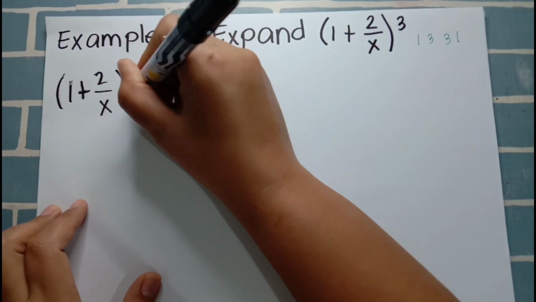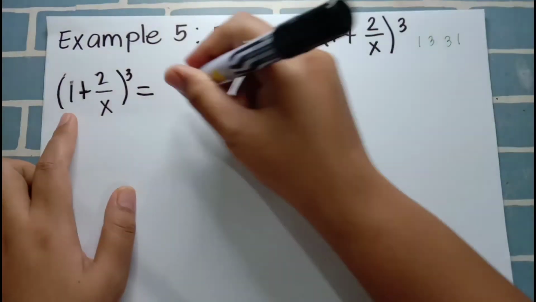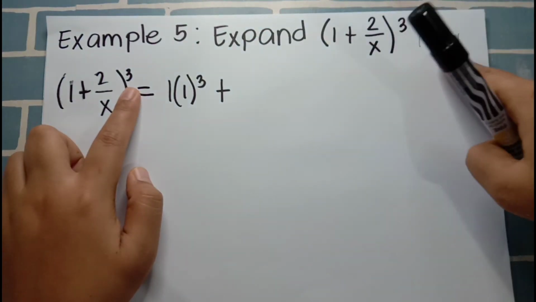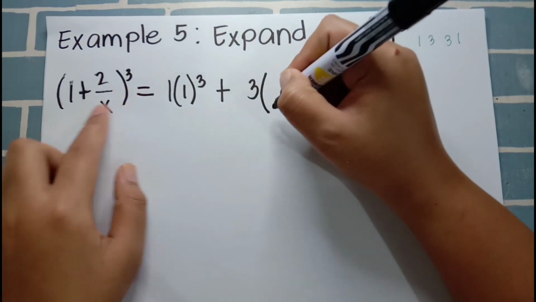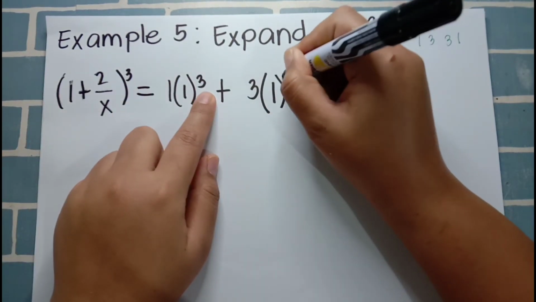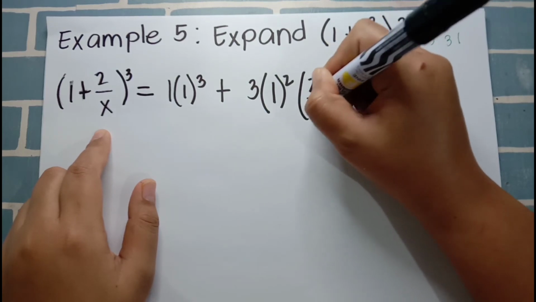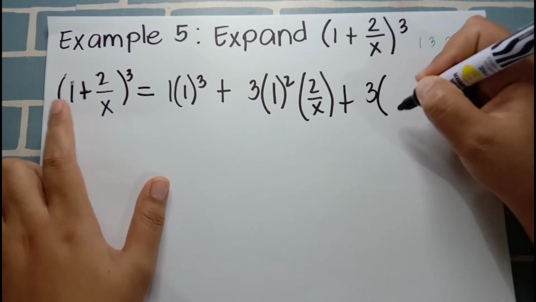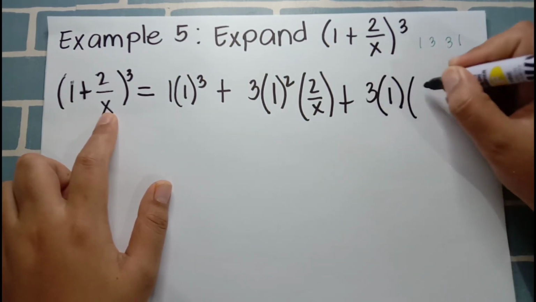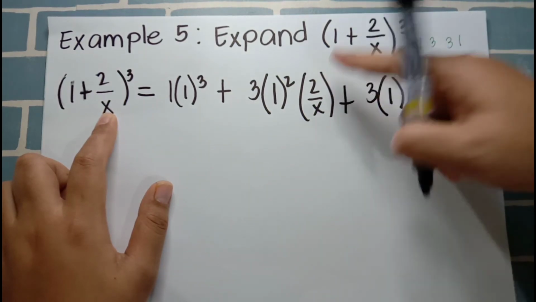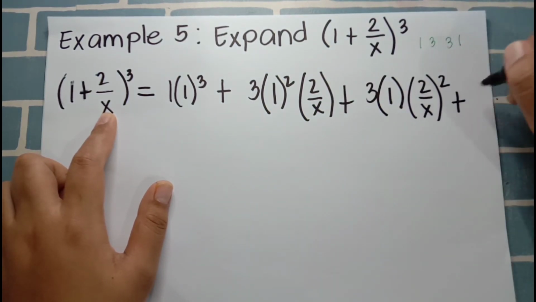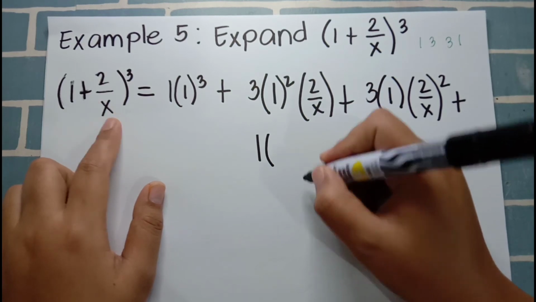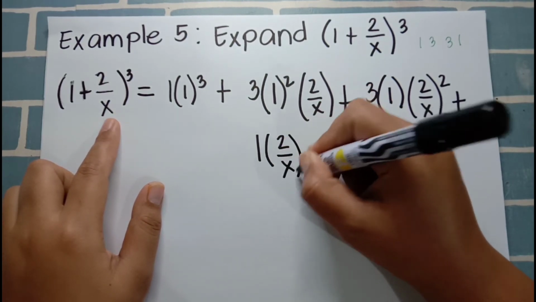So, 1 plus 2 over x cubed equals 1 times 1 cubed plus 3 times 1 squared times 2 over x plus 3 times 1 times 2 over x squared plus 1 times 2 over x cubed.